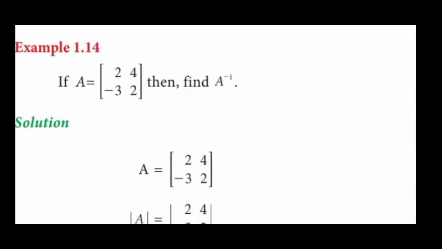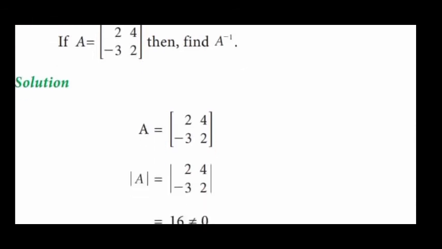Here, find A inverse. A equal to 2 4 minus 3 2. Then find A inverse. In order to find A inverse, first find the determinant of A. If it is not equal to 0, then only we move on to the next step. Otherwise, if it is a singular matrix, that is, the determinant of A equal to 0, we write that there is no inverse exist.